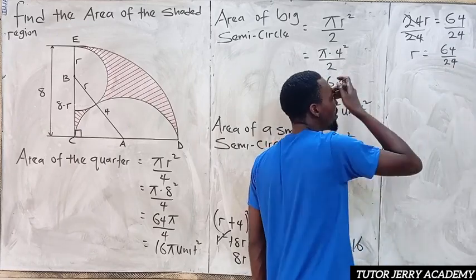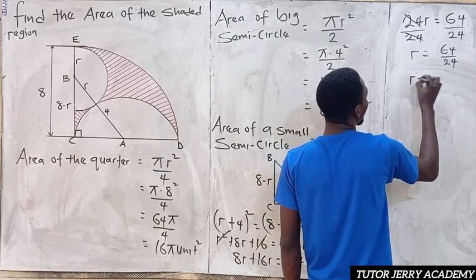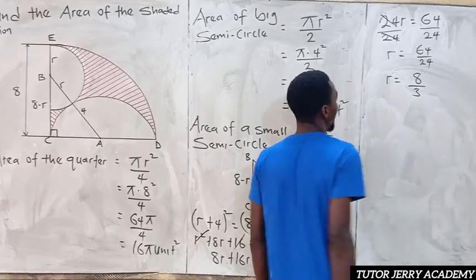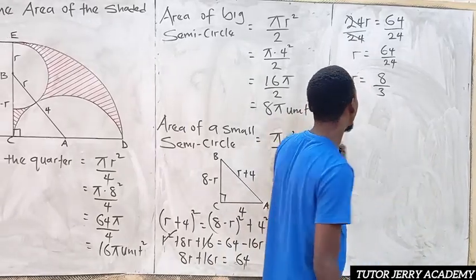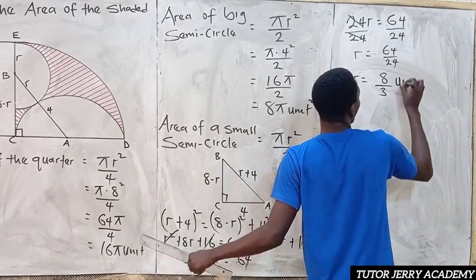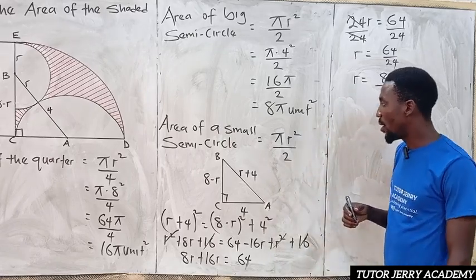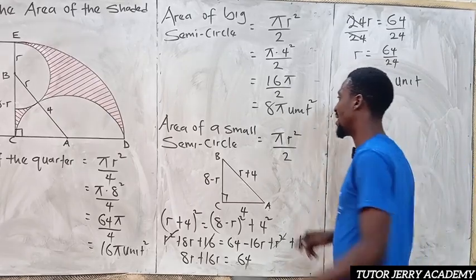So if we break this down to the final, for the smallest simplification, if you simplify, we are going to have 8 all over what? 3. So 8 over 3 is the radius of that smaller semicircle. So this is going to be in what? In unit. 8 over 3 unit. All right. So now we can therefore substitute for our R here now, so we can get the area now.